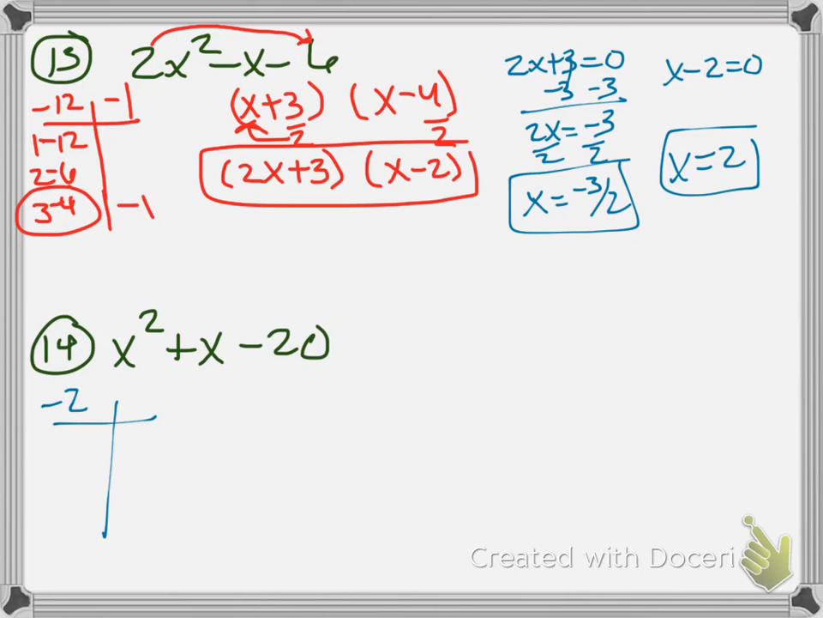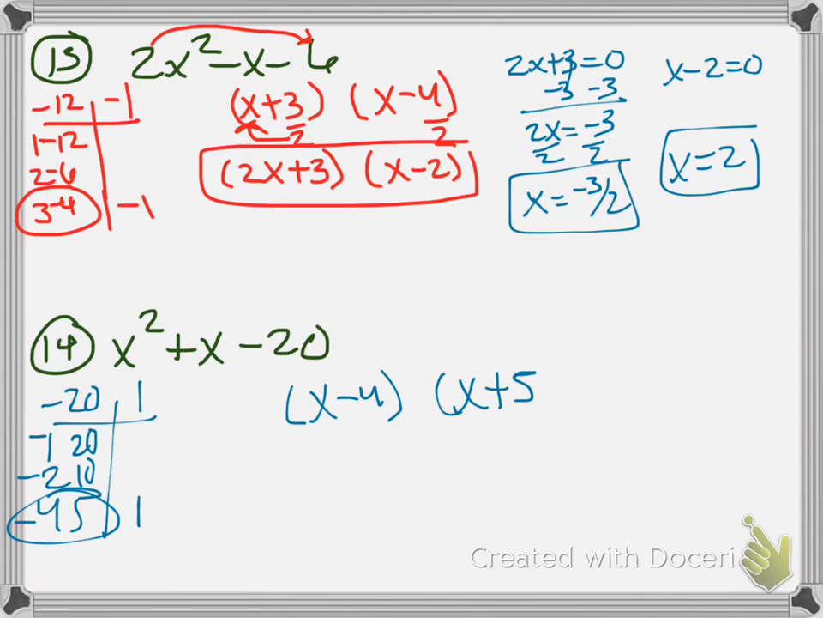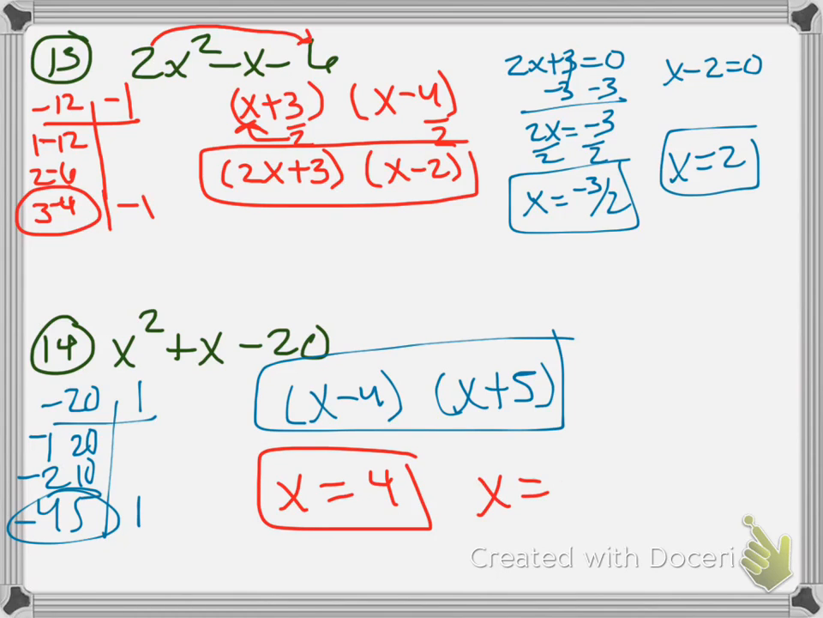Factors of negative 20 that add up to a positive 1. 1 and 20, 2 and 10, 4 and 5. It's a negative 20. My 1 is positive, so who's negative? The smaller ones. You want your larger factors to be positive like your middle number. So who gives you a positive 1? 4 and 5. x minus 4 and x plus 5. These are my factors and you're done. But I still have to set them equal to 0. So x is 4 and a negative 5.